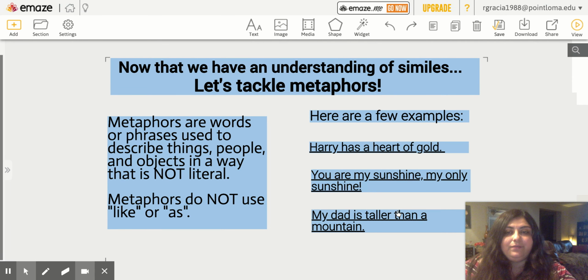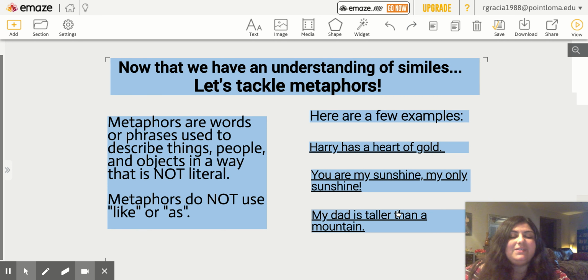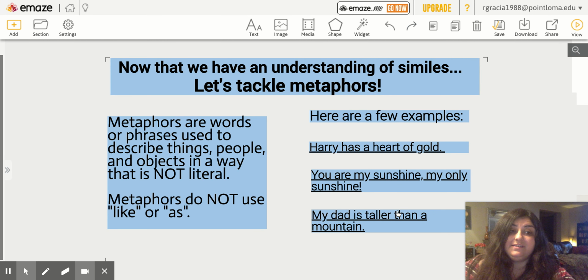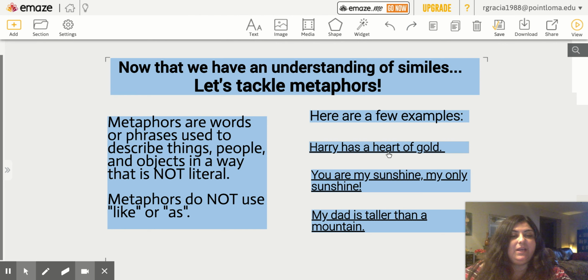But before we get too into simile, let's go ahead and look at what is a metaphor. So a metaphor, it's very similar to a simile with one big exception. A metaphor does not use like or as. For example, Harry has a heart of gold. Now, that is not completely true. If Harry had a heart of gold, he would drop dead to the floor in 25 seconds. But I'm saying Harry is a really good person. And I'm comparing his heart to being golden.